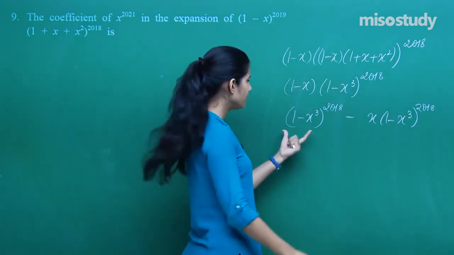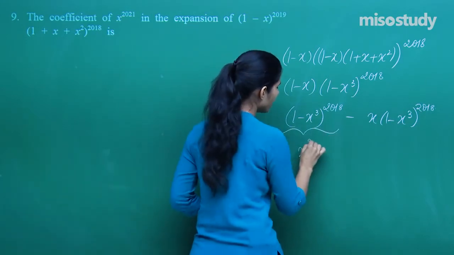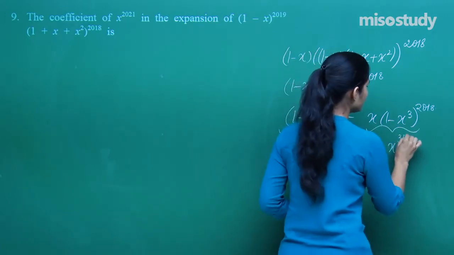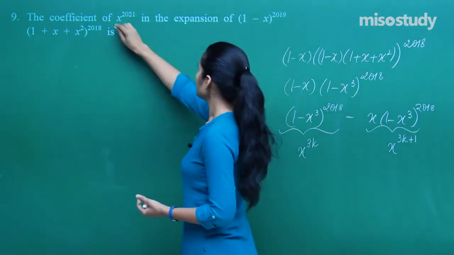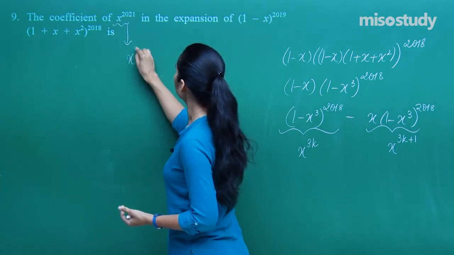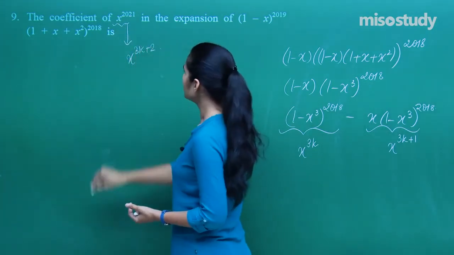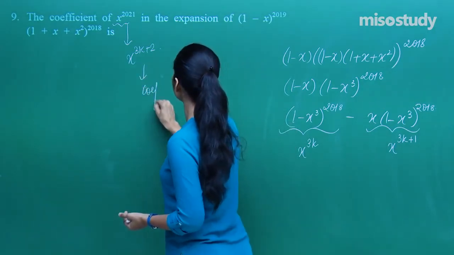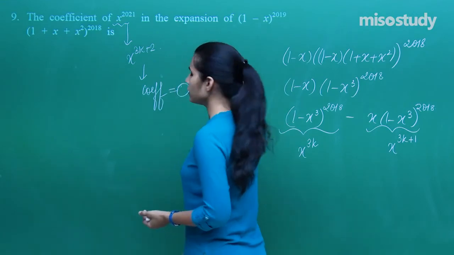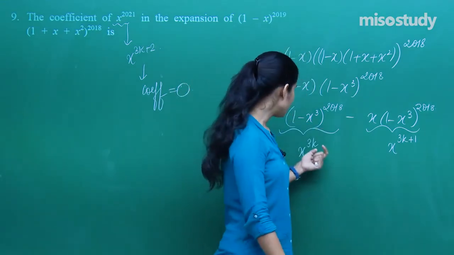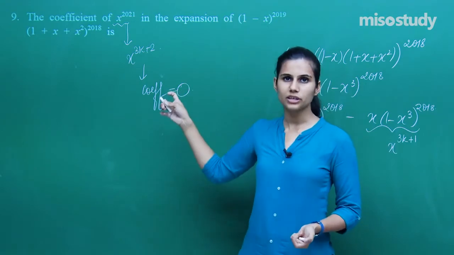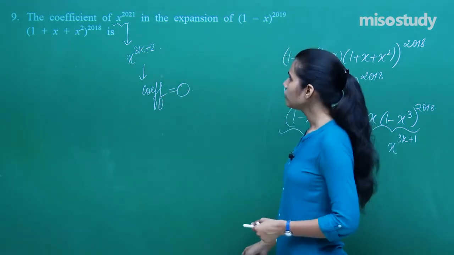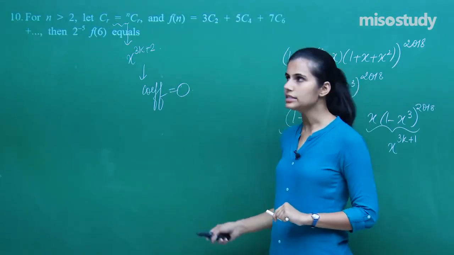Now see, every term in this particular expansion will be of the form x^3k, and every term in this expansion will be of the form x^(3k+1). But actually 2021 is of the form x^(3k+2), right? And therefore its coefficient is 0. Clear? Because here we have 3k, here 3k plus 1, and this is actually 3k plus 2, which is not of the form 3k or 3k plus 1, so its coefficient will be 0. The integer associated to this question is 0.